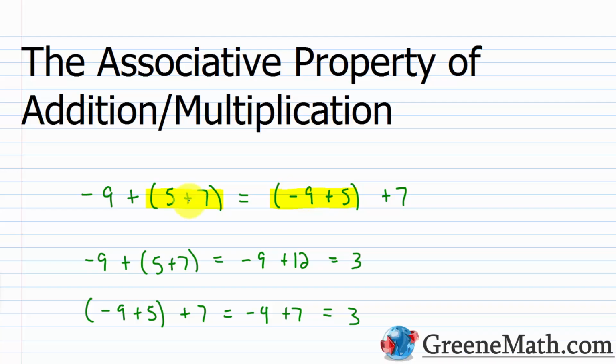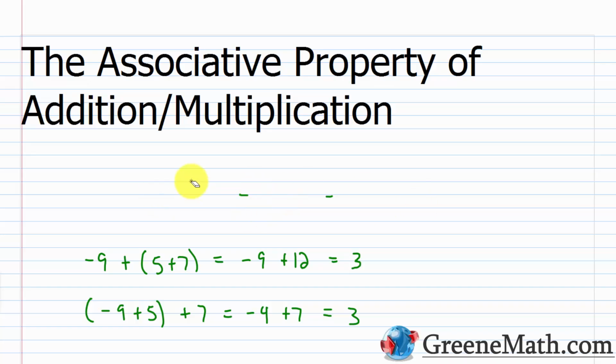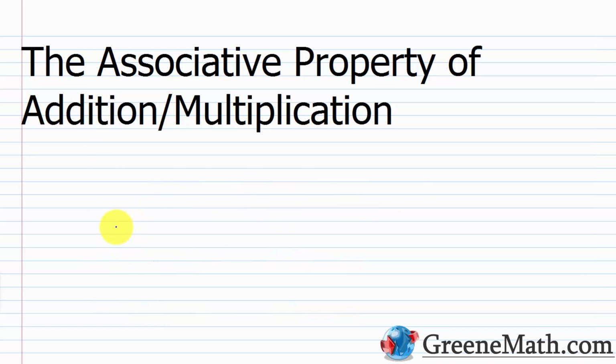So you can see that changing the grouping, or changing which add-ins we had parentheses around, did not change the result. All right, let me give you another example of this. So for addition, let's do the quantity 14 plus 2, and then plus 11. Again, we could rewrite this by shifting the parentheses, so I can put 14 plus the quantity 2 plus 11.